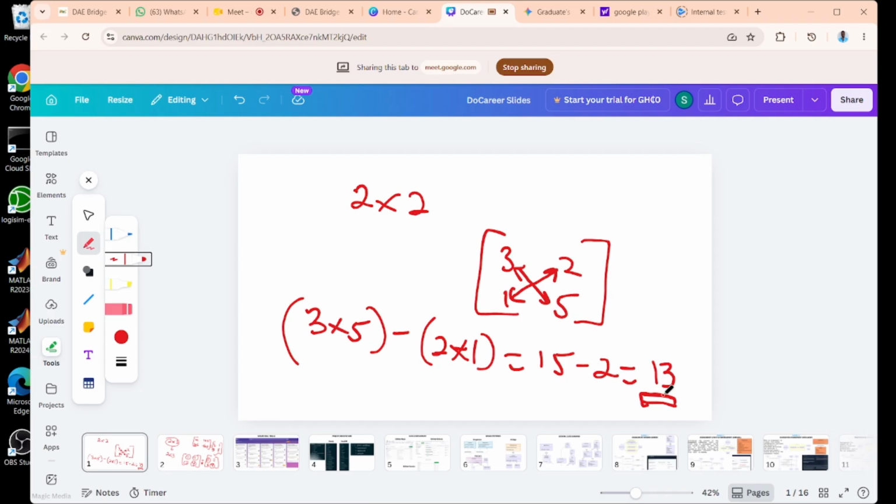Yeah, so that's the determinant of this 2 by 2 matrix. Now let's extend it to a 3 by 3 matrix, where we see the difference more. Is there any question? Is it okay? Yes, please. Okay, can you use a 3 by 3 matrix? Yeah, that's what we are going to do.